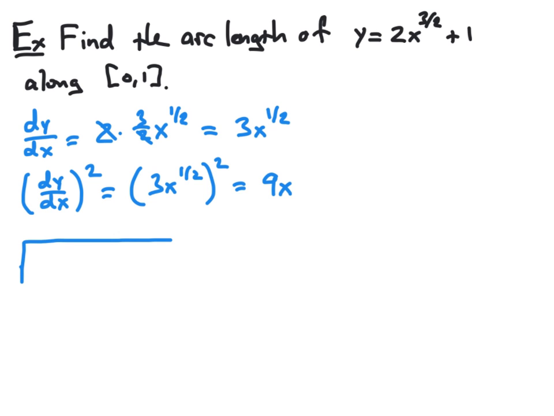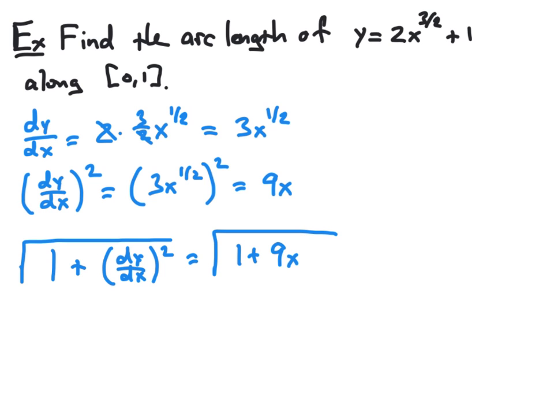The arc length formula is then 1 plus this quantity inside the square root. And so the integrand of our function will be the square root of 1 plus 9x. And so the length of our curve will be the definite integral from 0 to 1, the interval on which the arc length is to be considered, of the square root of 1 plus 9x. And now we just need to evaluate this integral in order to find the length of our curve.